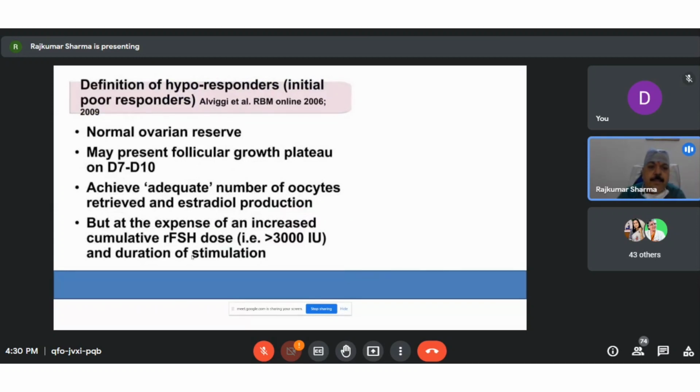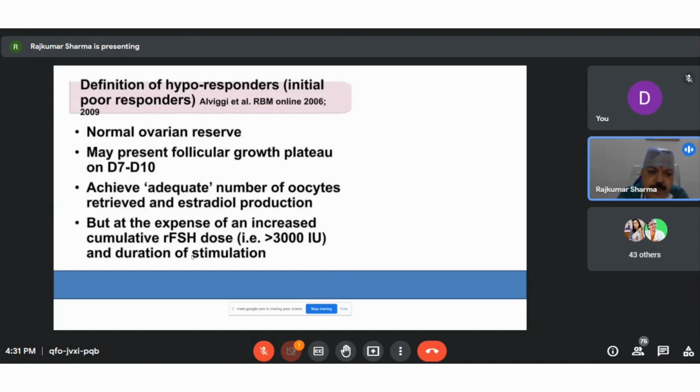Now, there is a subgroup of patients which are initially called poor responders. So these are the patients who otherwise have a normal ovarian reserve. If you see the antral follicle count, it is normal. You stimulate them, the follicle grows adequately up to day 7 and day 10, and then you find the follicle growth stops after that. And even if you keep on increasing the dose of FSH, it does not move further.